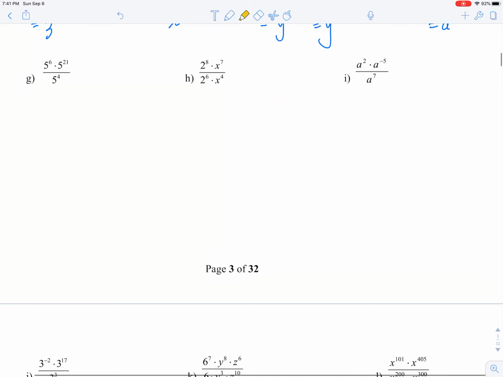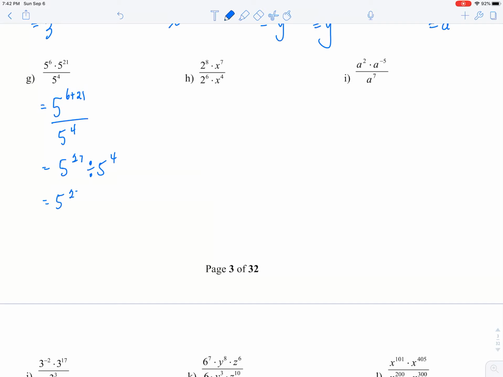We're going to be combining what we learned from the first two laws. So I've got timesing on the top, in the numerator of this fraction, and then that answer will get divided by 5 to the 4. All the bases match, so I could write 5 to the 6 plus 21 over 5 to the 4. So that'd be 5 to the 27, and that's the same as divided by 5 to the 4, which would be the same as 5 to the 27 minus 4. So 5 to the 23.